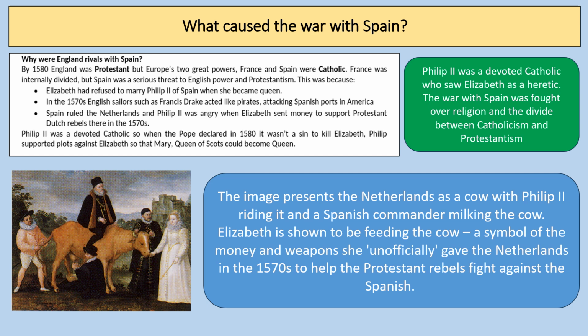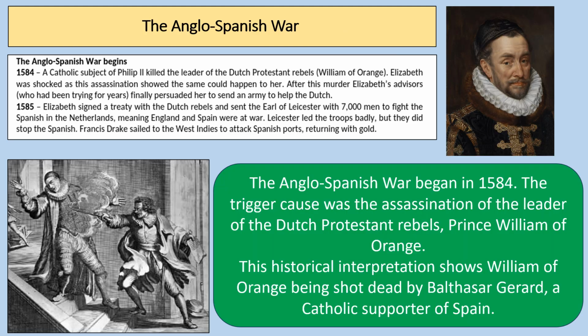Now, this image presents the Netherlands as a cow with Philip II riding it and a Spanish commander milking the cow. Elizabeth is shown to be feeding the cow, a symbol of the money and weapons she unofficially gave the Netherlands. So this is some of the long-term factors of the war with Spain.